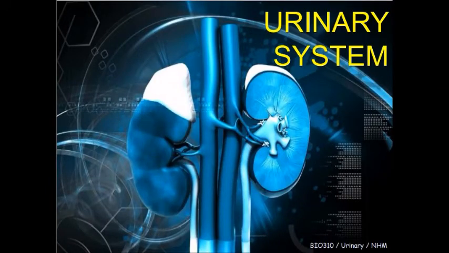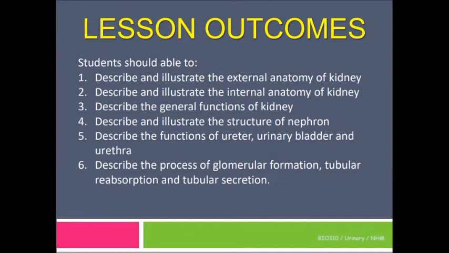Hi class, so today we will learn about chapter 6, which is the urinary system. As we all know, the most important organ in the urinary system is the kidney, right? Therefore, at the end of the lesson, you should be able to describe and illustrate the external anatomy of the kidney, the internal anatomy of the kidney, and describe the general functions of the kidney for the urinary system.